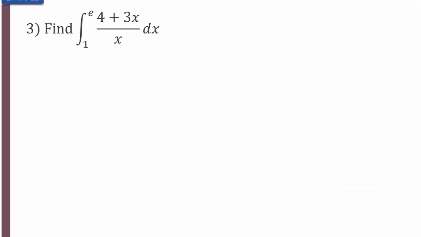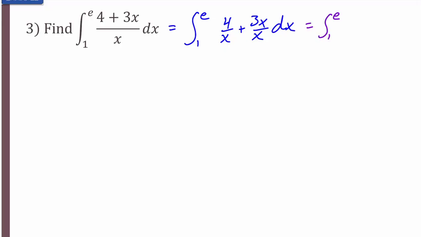Now, in this example, we need to do a little bit of manipulation first before we can find the antiderivative. A lot of students ignore the fact that this is a quotient, and they want to just jump in and start using the power rule before taking care of the fraction first. But you cannot do that because there is no such thing as a quotient rule for integrals or antidifferentiation. So I'm going to split my fraction. I'm going to go from 1 to e of 4 over x plus 3x over x dx. I'll clean that up one more step, simplify that. That's the integral from 1 to e of 4 over x plus 3 dx.